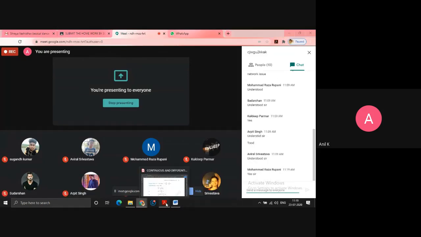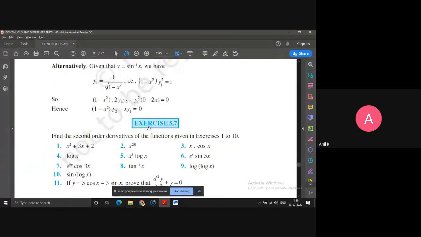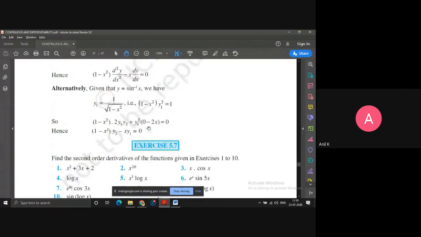Okay. So then we'll move to the alternative method they have given for the same question. First derivative, they got it as 1 upon under root 1 minus x square. That is, they squared both the sides. You will get y1 square equals 1 upon (1 minus x square) into y1 square, if I square, this under root will be cancelled. So 1 minus x square into y1 square equals 1.